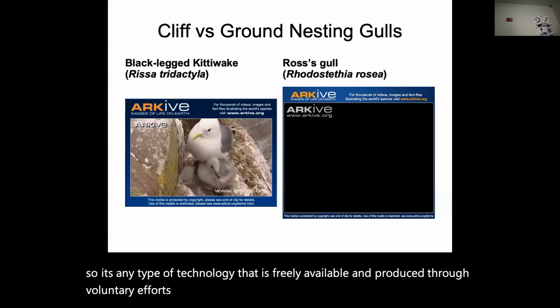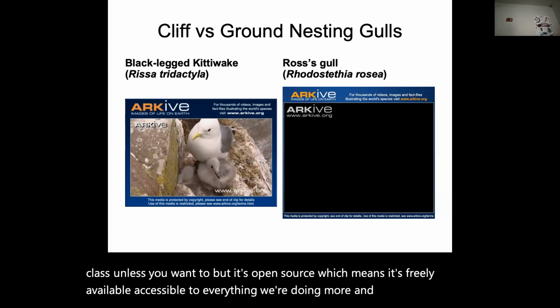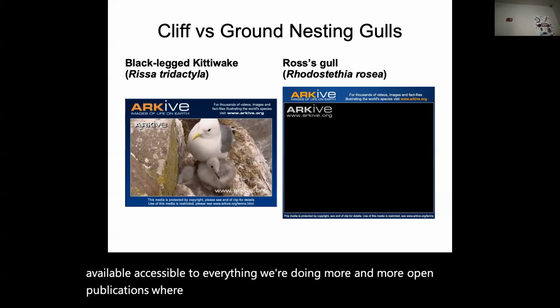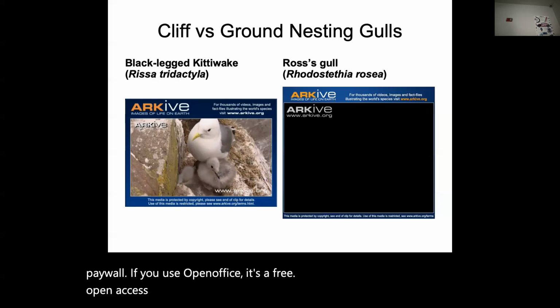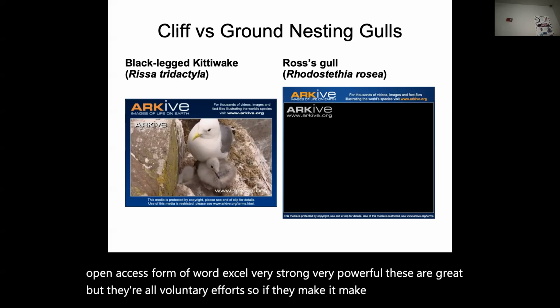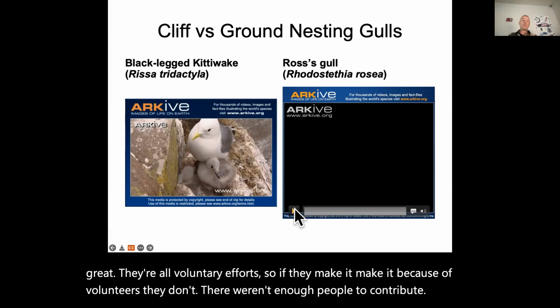R is a statistical language that we won't use in this class unless you want to, but it's open source, which means it's freely available, accessible to everything. We're doing more and more open publications where the publication is freely available. It's not hidden behind a paywall. If you use Open Office, it's a free open access form of Word, Excel, very strong, very powerful. These are great, but they're all voluntary efforts. So if they make it, it's because of volunteers. If they don't, it's because there weren't enough people to contribute. Archive didn't have it, unfortunately.